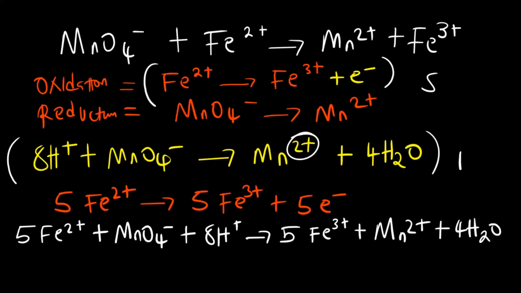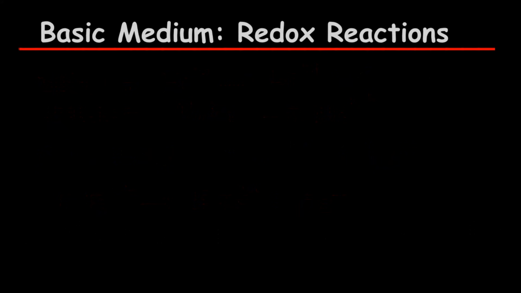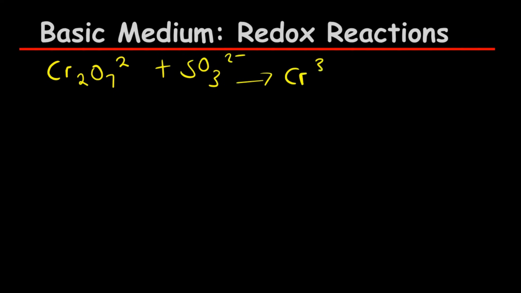Basically that. Now that we've got this, what do we have to do? We have to balance in a basic media. So how do we balance in basic media? Let's say we have a reaction where we have, let's say, dichromate, Cr2O7 2 minus, and sulfite, SO3 2 minus. Let's say this one gives us chromium 3 plus and sulfate 2 minus. So what are we going to do?